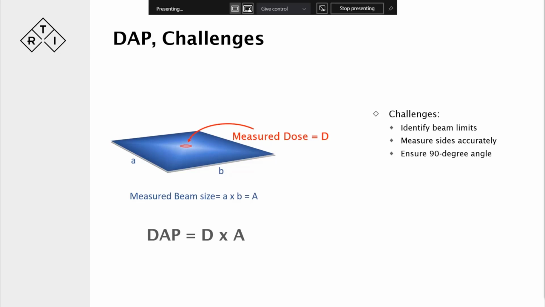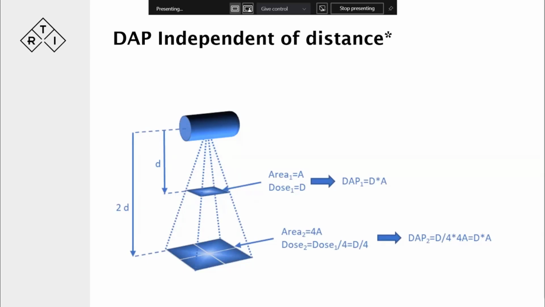Okay, so that's one step along the way. One phenomenon of DAP is also that it's independent of distance. Well, put an asterisk there, because we have a caveat to take into account. But what happens if we look at a distance of d, where we have the area irradiated, which we call A. So the DAP at this distance is D multiplied by A.